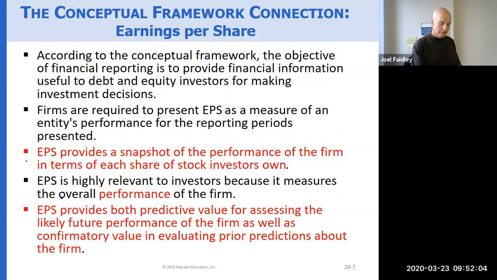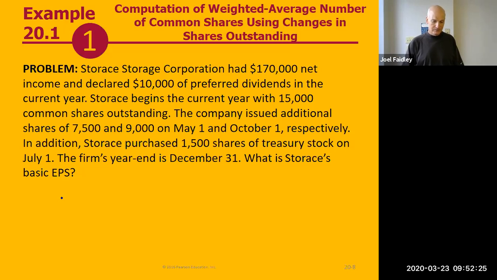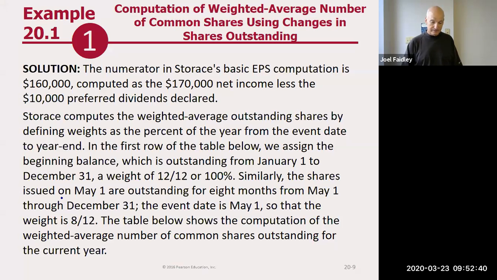Earnings per share, very important. Earnings per share provides a snapshot of the performance of the firm in terms of each share of stock investors own. And that's what drives our stock market, because a higher earnings per share drives a lower price earnings multiple. And that will drive more demand for the stock, in theory. So here's an example. Storage Corporation, $170,000 net income, declared 10,000 preferred dividends, began the year with 15,000 common shares. They issued 7,500 and 9,000 on May 1 and October 1 respectively.